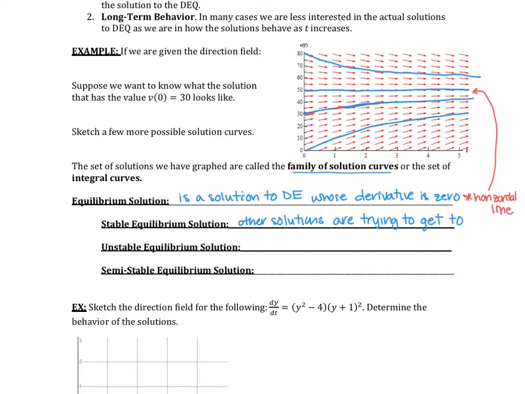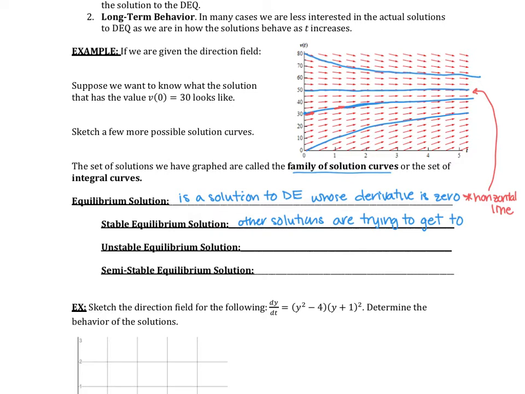So if we pick a point a little bit off that equilibrium in either direction, and we were to draw our curve, it is going to tend towards that equilibrium solution. So you can see this 50 would be what we call a stable equilibrium solution because these curves are trying to get to it. The other curves are trying to get to it.